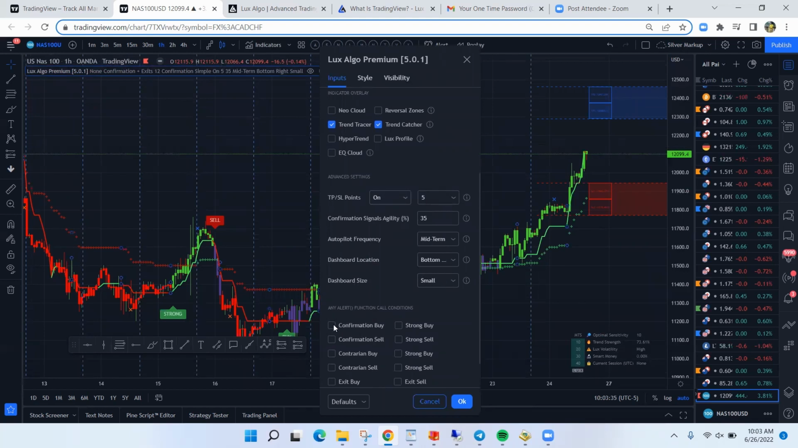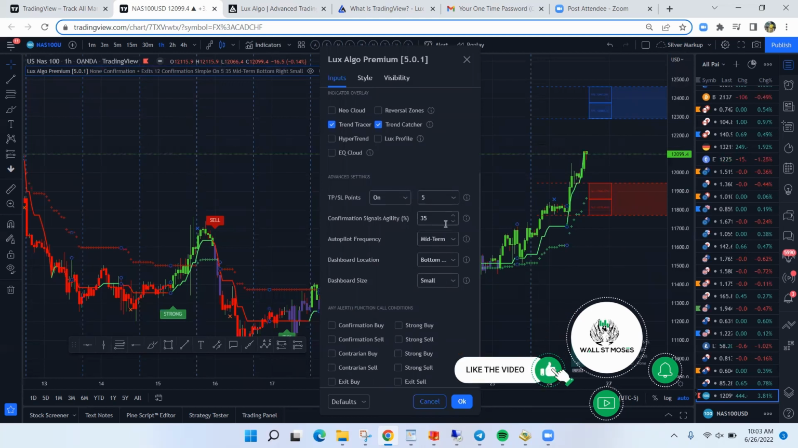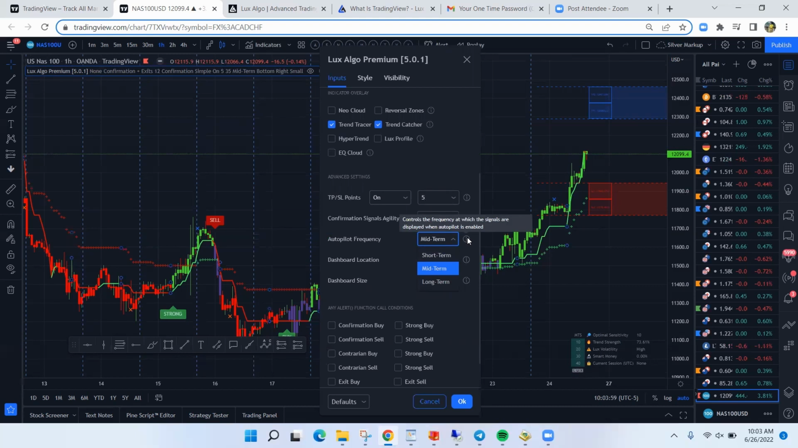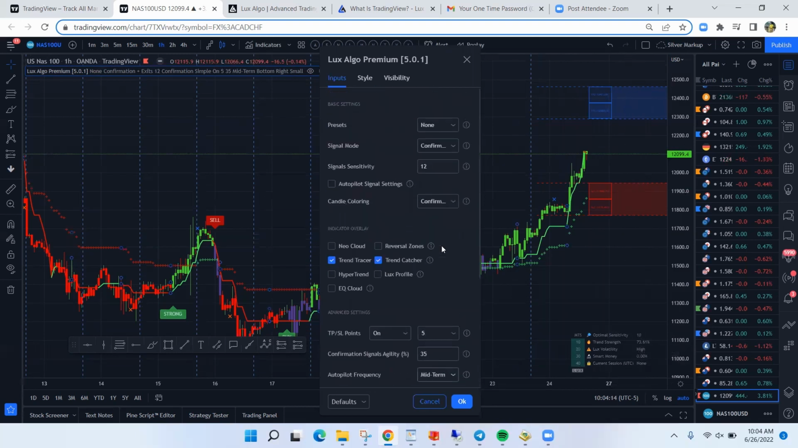You can even have confirmation alerts for when something pops up so you don't miss a trade. So just off of that, you can see that there's a lot of different combinations. We haven't even gotten to the second part of the indicator, the oscillators, yet. The other part here is you have your autopilot frequency, and basically it just controls the frequency at which the signals are displayed. And then you have your dashboard down here. It'll show you the trend strength, the volatility, what's going on from a smart money perspective. And the current session is closed right now, so it's going to say none. So that is your need to know on the Lux Algo Premium.